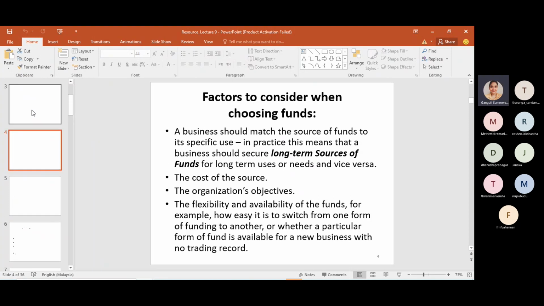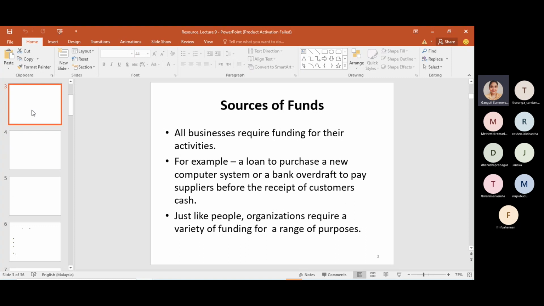So there are some factors to consider when choosing funds. When you are choosing sources for funds, we just discussed that all businesses require funding for their activities, right? You can get these funds from different sources. You can get these from lenders, which means the people who lend money, and you can get these from banks. So there are different sources of funds.